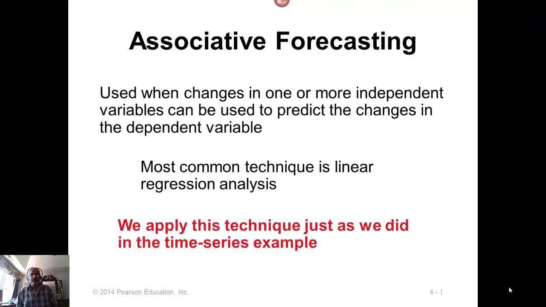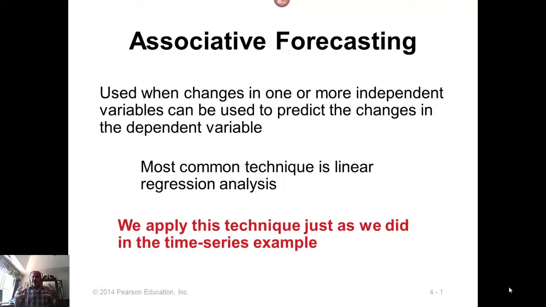In this video, we're going to look at associative forecasting. Up to this point, we've been discussing time series models, where we only look at the sales data and try to understand the pattern in sales data: trend, seasonality, stuff like that. But in associative forecasting, we try to find an association between some predictor variables and sales. For example, the price we charge and demand, or price and advertising expenses, and so on.